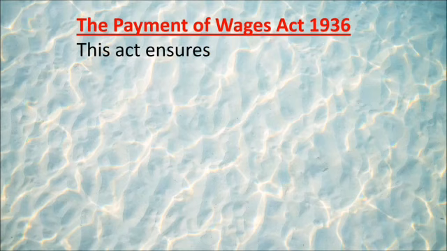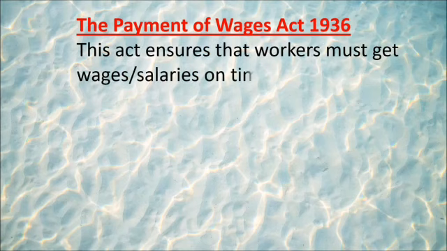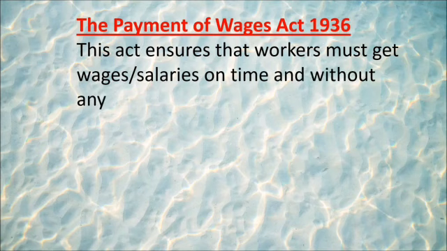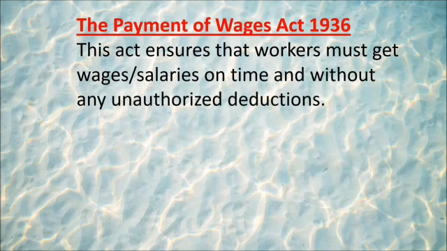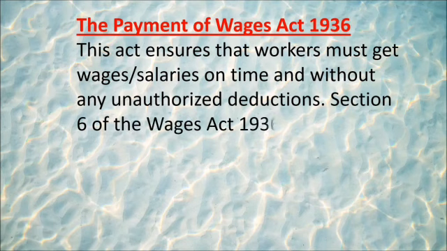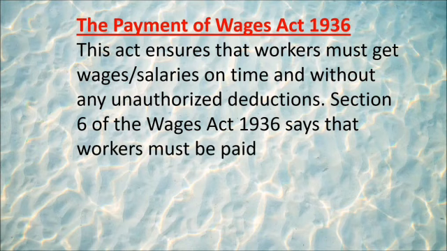Wages Act 1936. This act ensures that workers must get wages and salaries on time without any unauthorized deductions. Section 6 of the Wages Act 1936 says that workers must be paid in money rather than in kind.